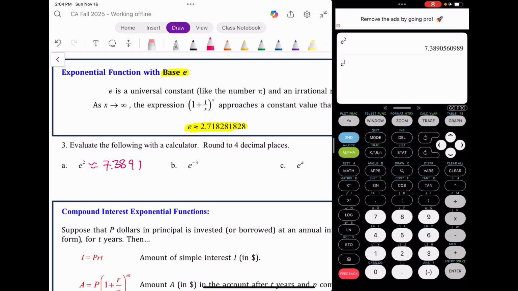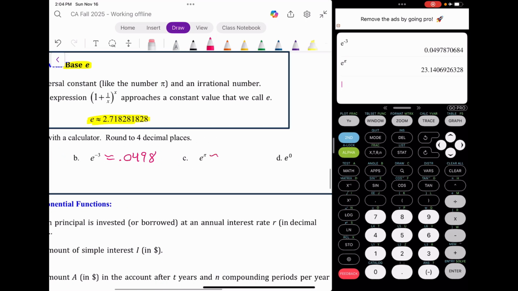You can plug in -3 as well. And if we plug in e to the pi, use the pi button on the calculator as well. And then e to the 0, just like any base to the 0 power, will be 1.